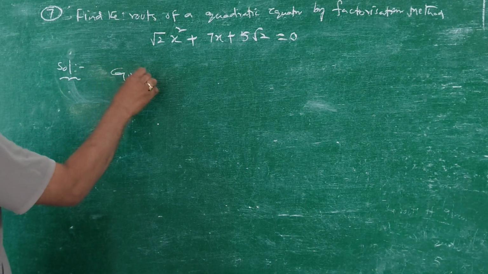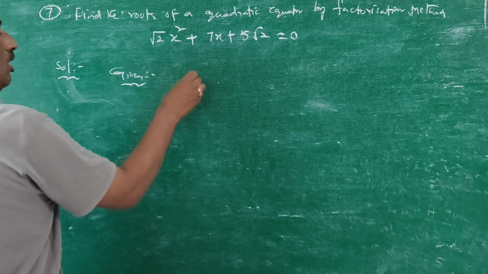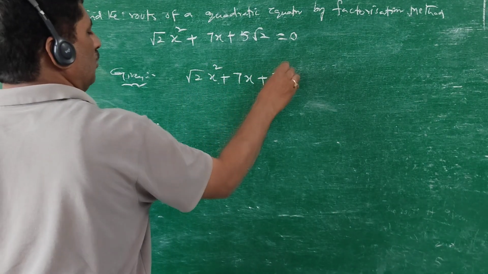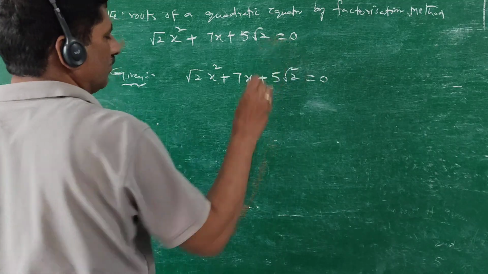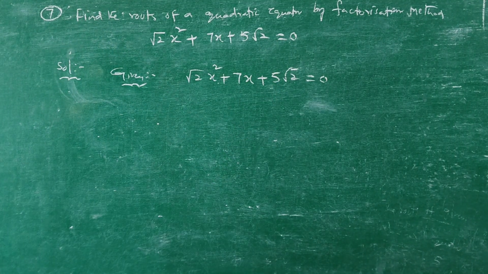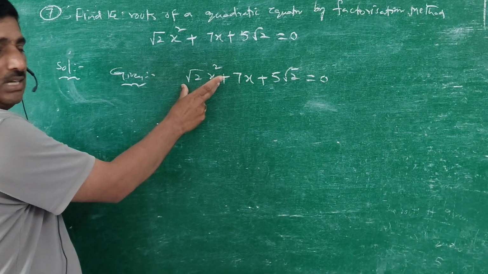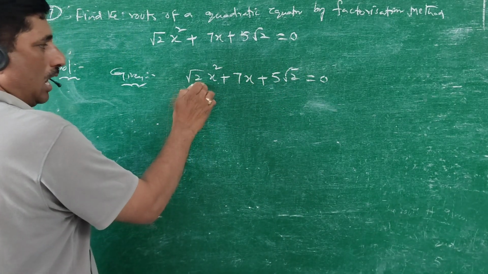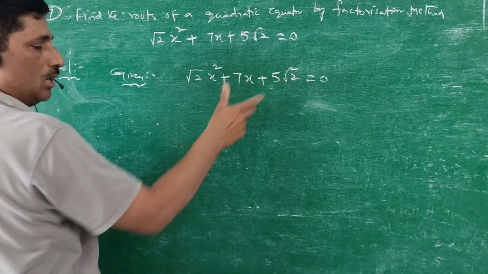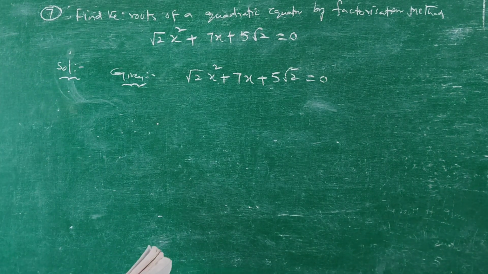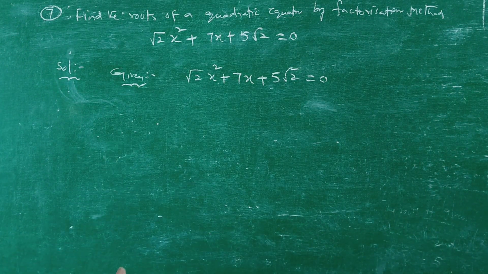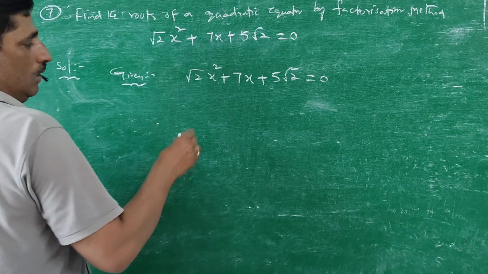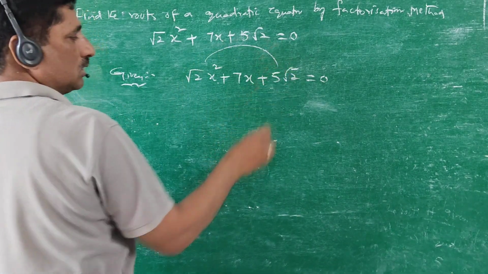The given equation, root 2 x square plus 7x plus 5 root 2 equals 0, is a quadratic equation. This one is the quadratic term, this is the x term, and this one is the constant. This expression contains an odd number, 3, of terms. If an expression has an odd number of terms, we can't factorize it. We have to make it an even number of terms. That's why we need to multiply these two terms.